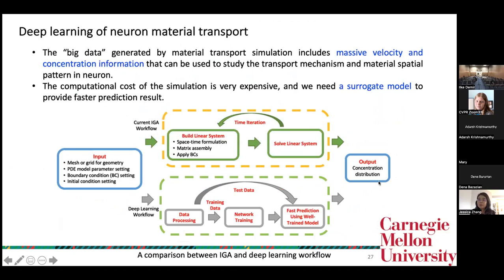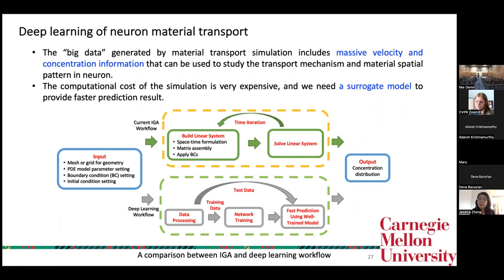So the isogeometric analysis is a high-order finite element method. We use the cubic spline basis functions. But with this method, we need to build a linear system, and then we solve the large linear system, AX equal to B or KX equal to F. And we have the time iteration, so that gives us a very expensive solver.